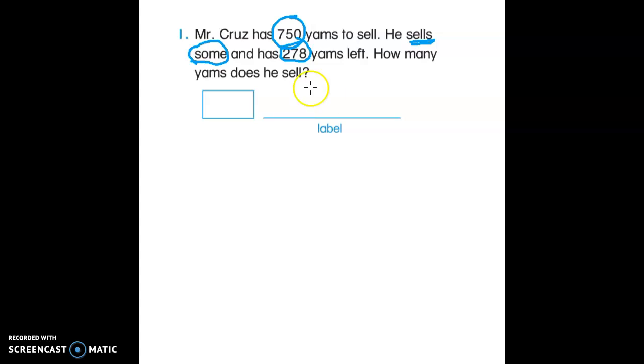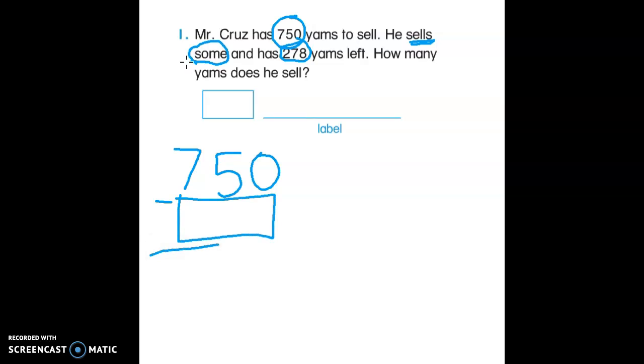There's a couple different ways to approach this problem. I'm going to start with writing it out how it reads. He has 750 yams. So I'm going to write down here 750 yams. He sells some. So I'm going to take away my unknown, some. And he ends with 278 yams. Now this is kind of tricky, looking at this and going, 750 minus something makes 278.